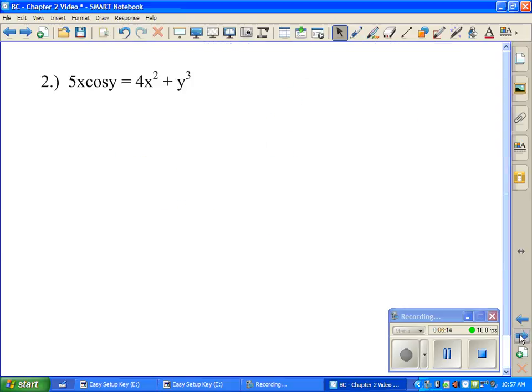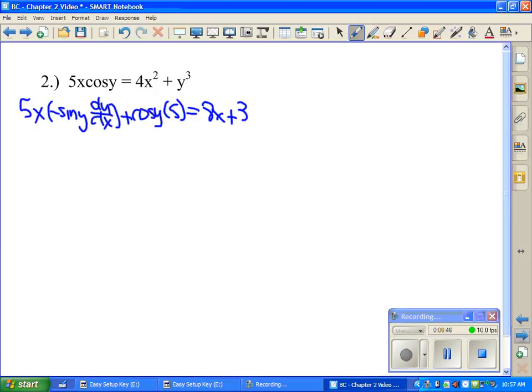We did implicit differentiation, so that's when you couldn't solve for y, and you basically had to take the derivative of both sides with respect to x. But anytime you took the derivative of a y expression, technically you were using chain rule, because y itself was a function of x. So you kind of had a function inside the function. So on the left side here, you would have 5x, and then negative sine y, dy/dx, plus cosine y times 5. On the right-hand side, 8x plus 3y squared dy/dx.